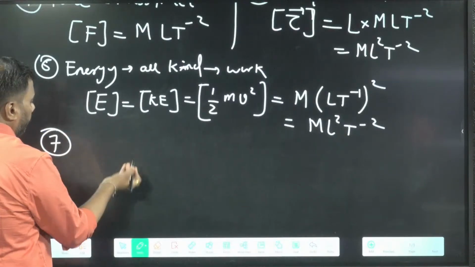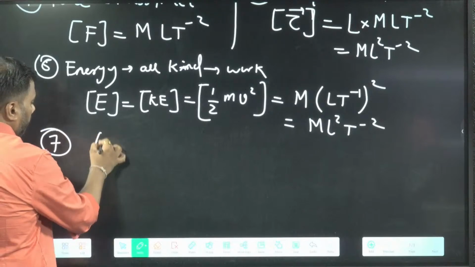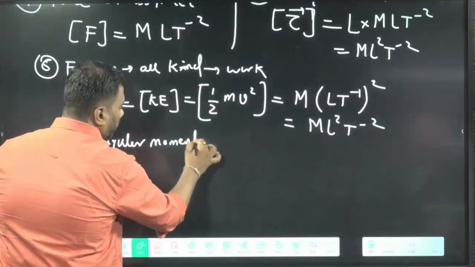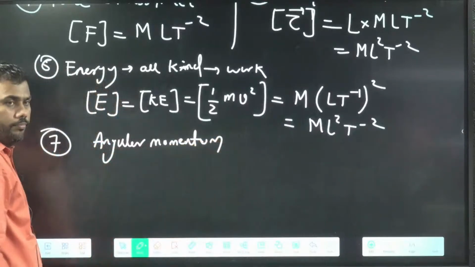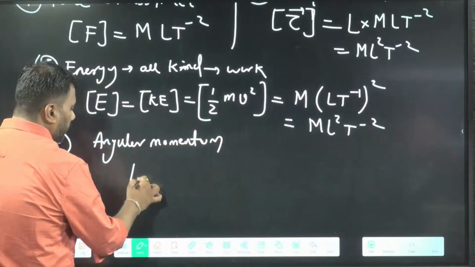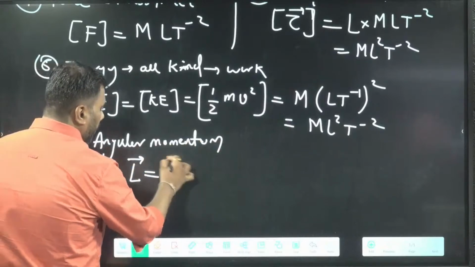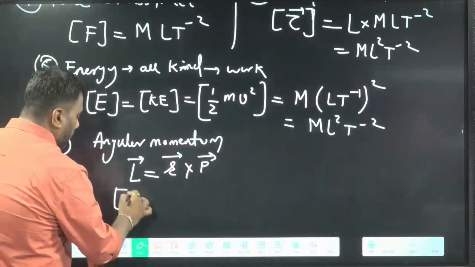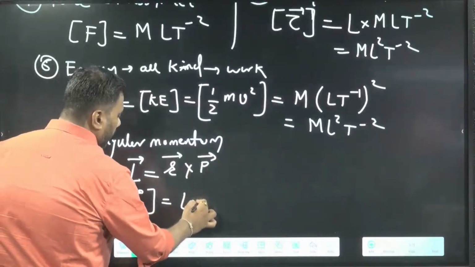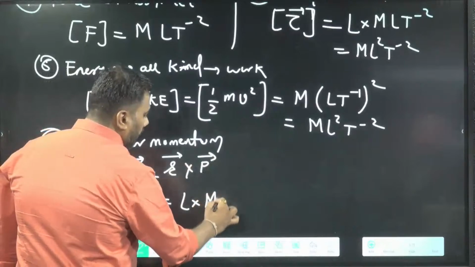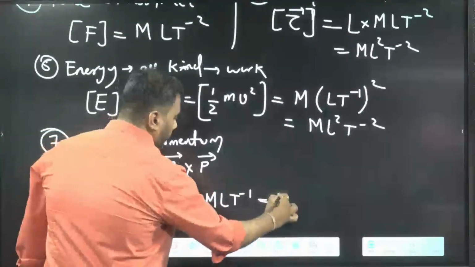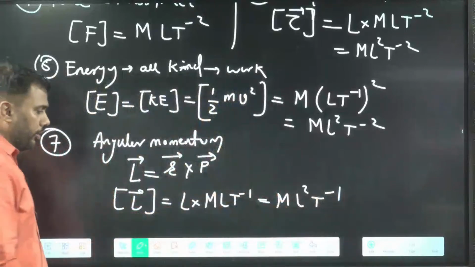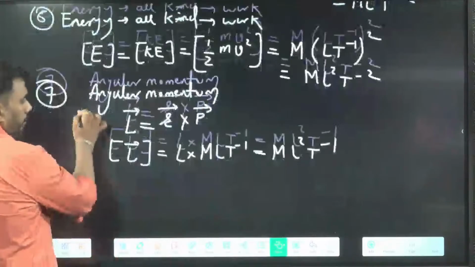Seventh, angular momentum. Angular momentum, sometimes it is represented by L vector. It is R cross momentum vector. So dimensions of angular momentum will be dimensions of length, dimensions of momentum was MLT minus 1. So ML square T minus 1. Dimensions of angular momentum.